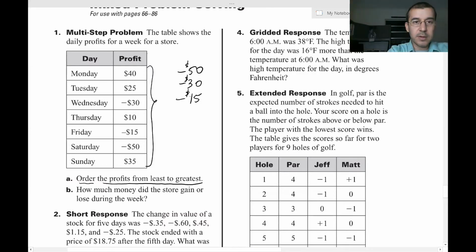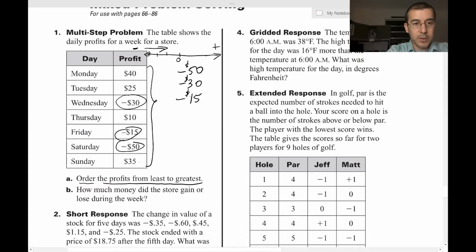This is just like if you have a number line, you start from the negative and you're listing the numbers all the way to the positive numbers. So minus 50 is all the way here, so that one gets listed first, and then minus 30, and then minus 15, and then we don't have any other negative numbers.